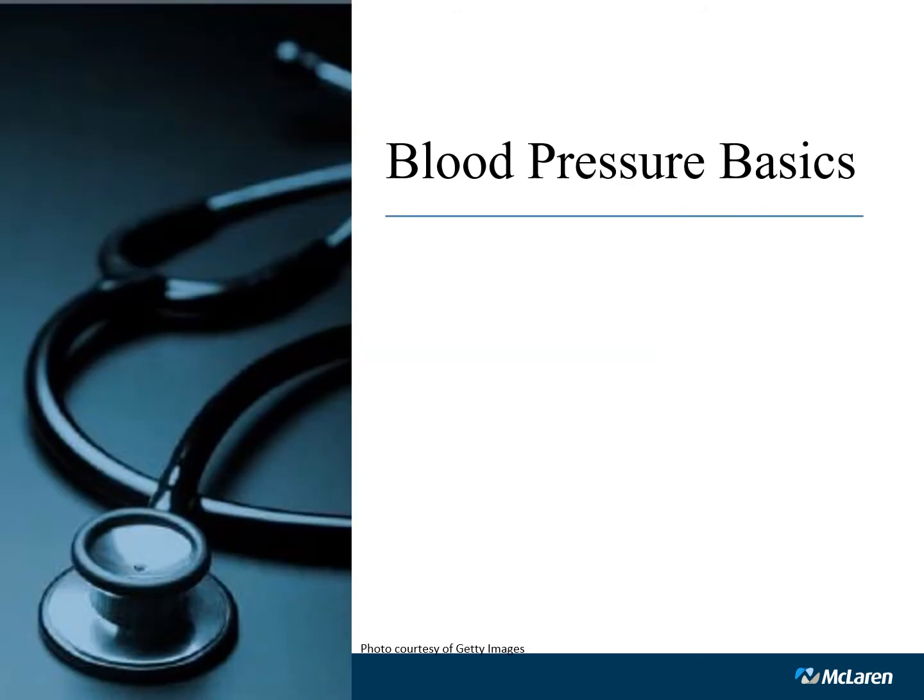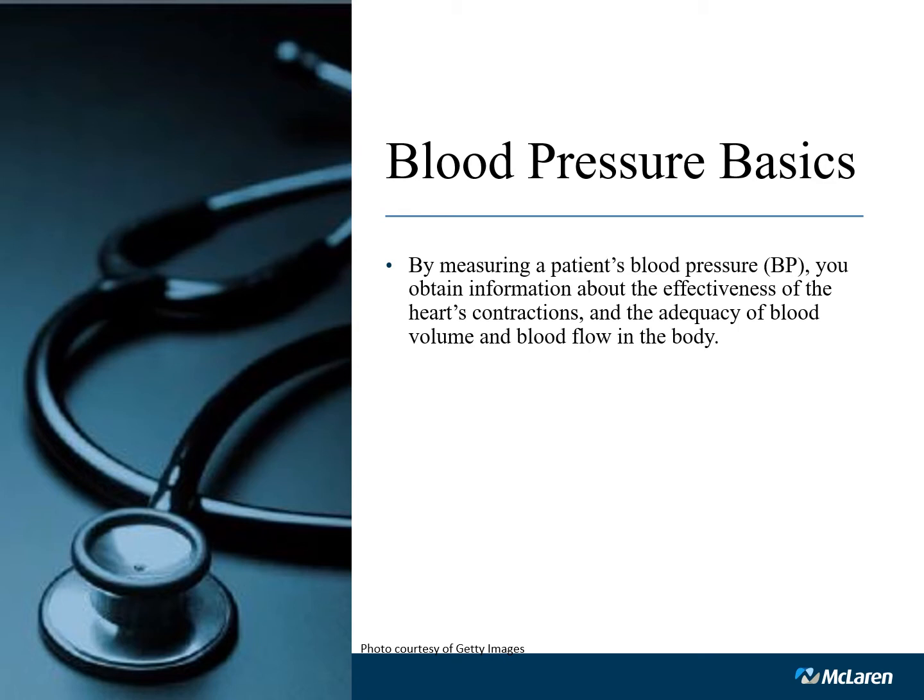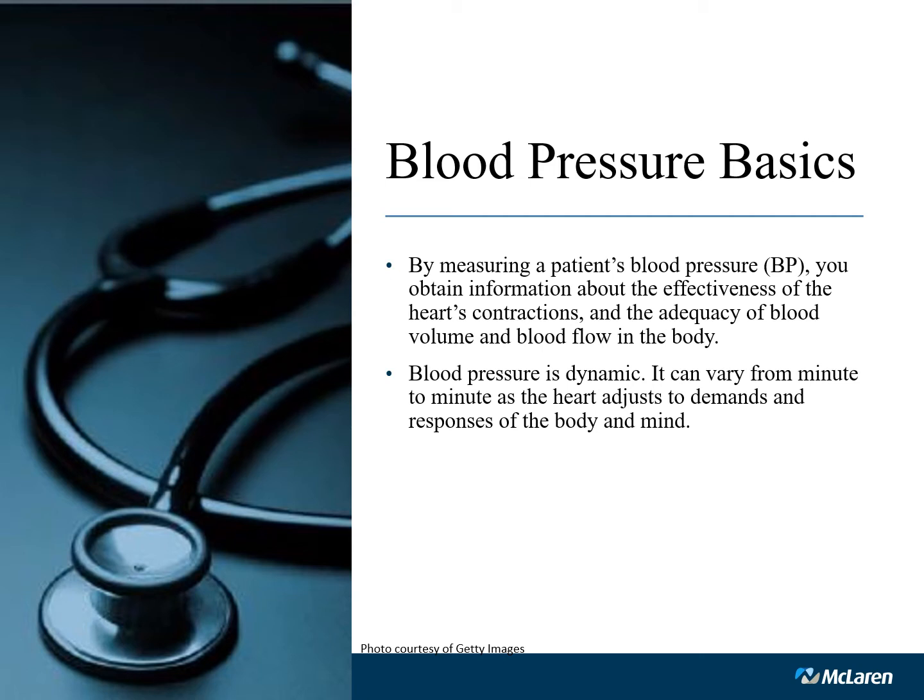Knowledge. Let's start with going over the blood pressure basics. By measuring a patient's blood pressure, or BP, you obtain information about the effectiveness of the heart's contractions and the adequacy of blood volume and the blood flow in the body. Blood pressure is dynamic. It can vary from minute to minute as the heart adjusts to demands and responses of the body and mind. The average blood pressure in a healthy adult is less than 120/80.